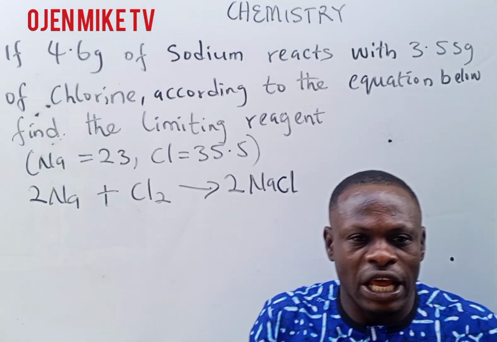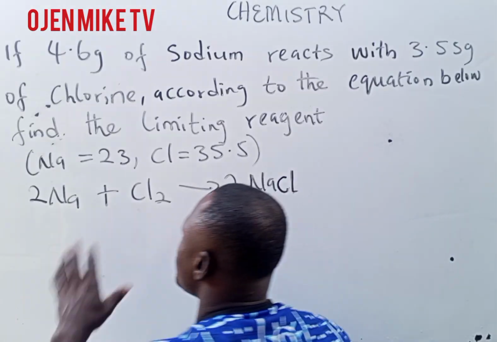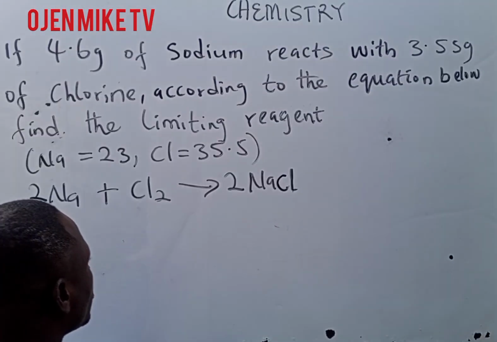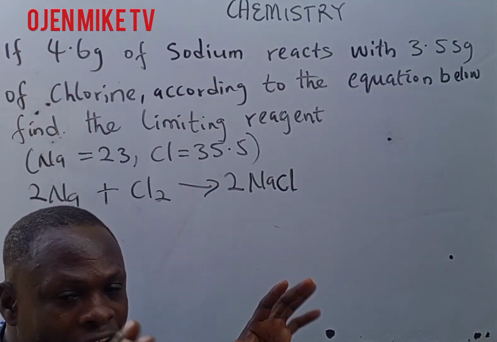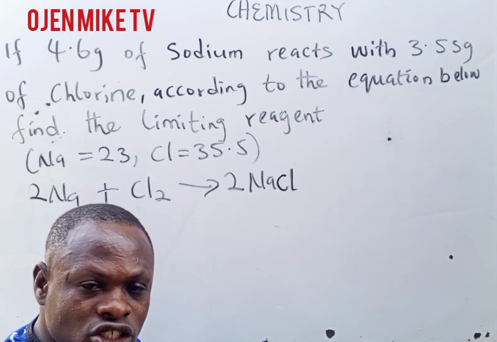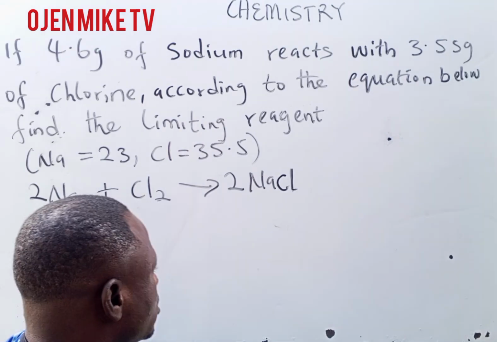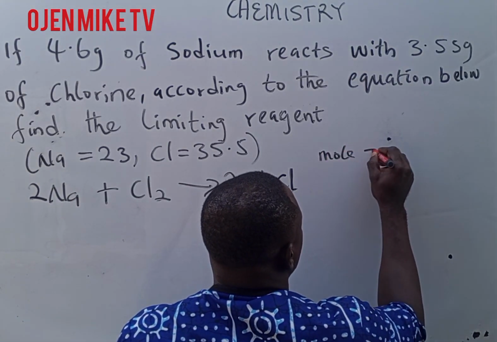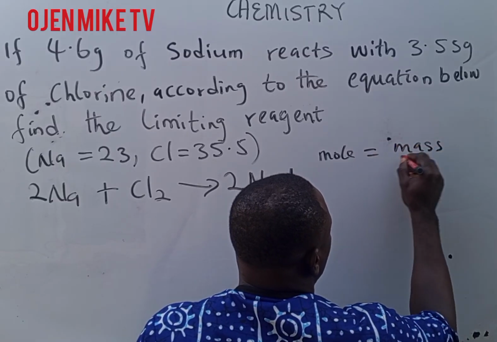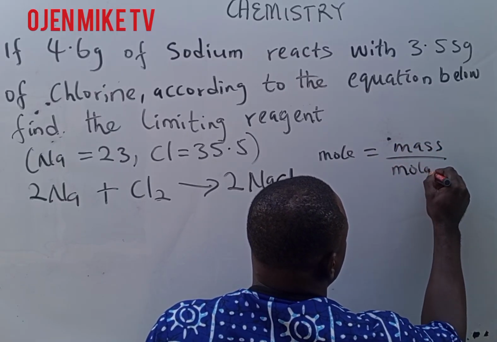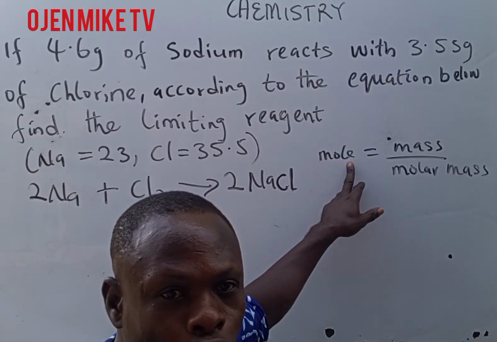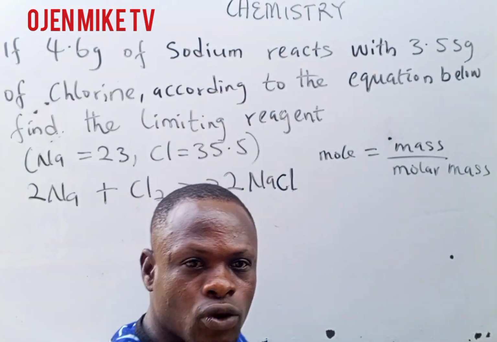Now, for you to do that, let me show you how to calculate it. Firstly, you need to find their moles. Do you get that? Then you use the mole and divide by the coefficient. What do I mean? Mole is equal to what? Mass over molar mass. Find the moles of the two. Do you get that? Now divide by the coefficient.